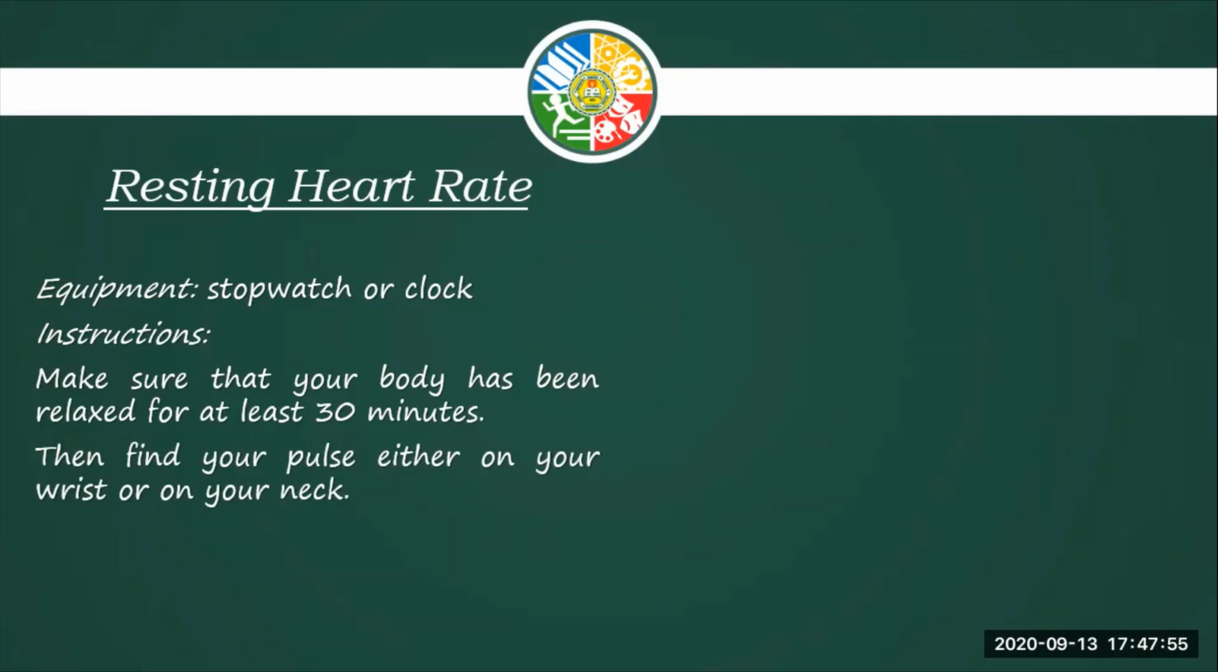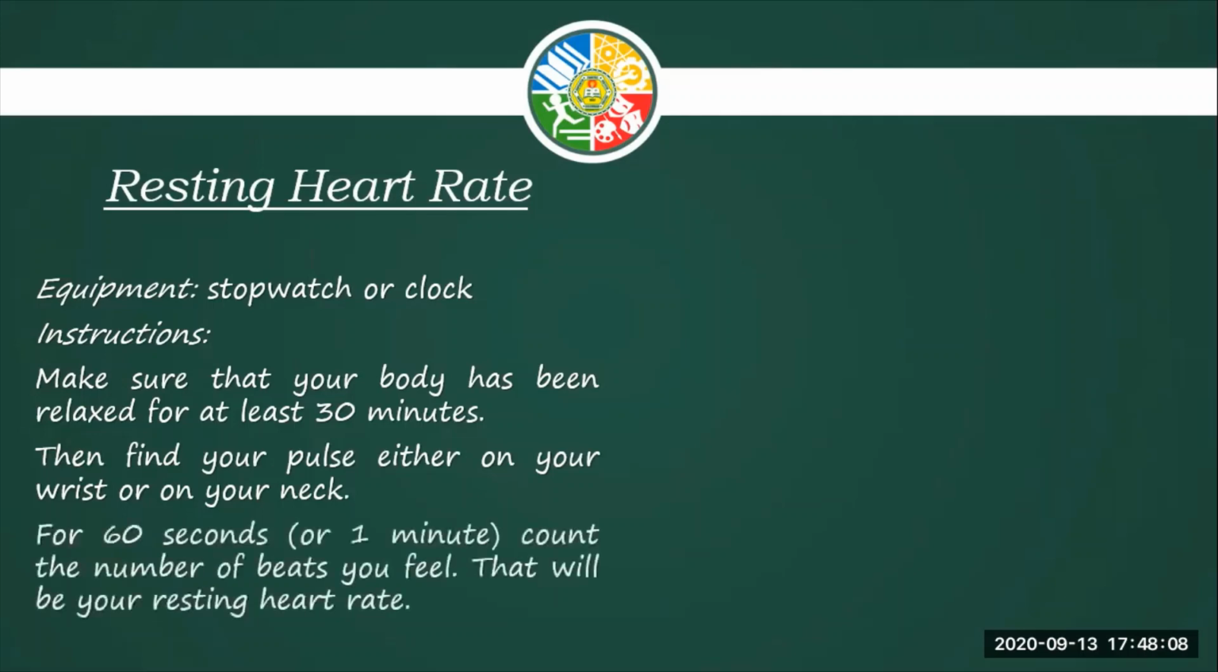Find your pulse either on your wrist or on your neck. You can pause the video while trying to find your pulse. If you already found your pulse, proceed to the next instruction. For 60 seconds or 1 minute, count the number of beats you feel. So you will be using your stopwatch or clock now. Try to count the number of beats that you feel with your pulse. After 1 minute, please play the video again.